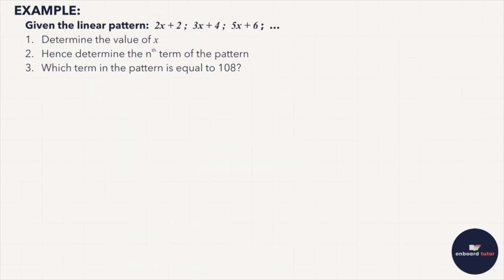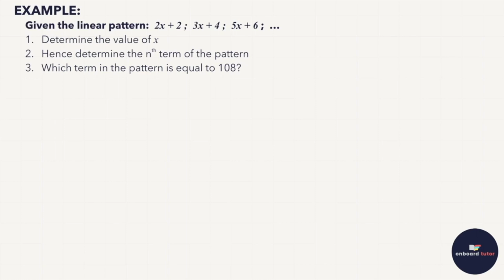Given the linear pattern 2x plus 2, 3x plus 4, and 5x plus 6, determine the value of x. Hence, that means use what you've just worked out to determine the nth term of the pattern. And then finally, which term in the pattern is equal to 108. So let's have a look.